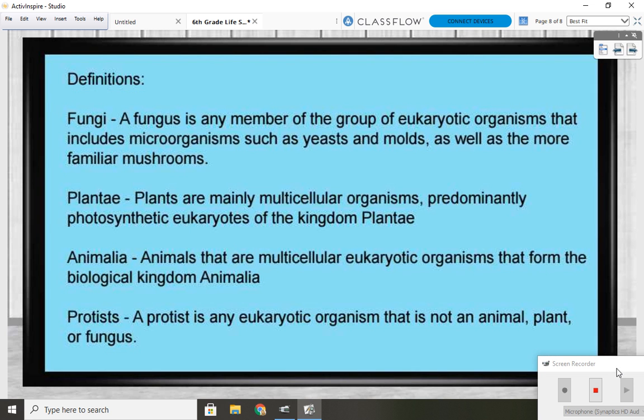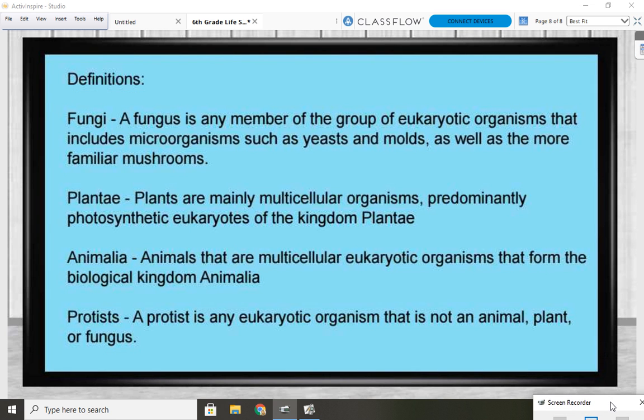So this last slide, I just have a few definitions to maybe wrap it up to distinguish between the 4. So for fungi, a fungus is any member of the group of eukaryotic organisms that includes microorganisms such as yeast and molds, as well as the more familiar mushrooms. The Plantae, or plants, are mainly multicellular organisms, predominantly photosynthetic eukaryotes of the kingdom Plantae.